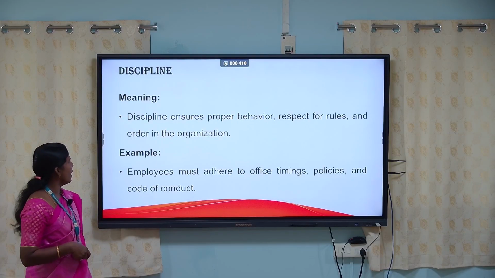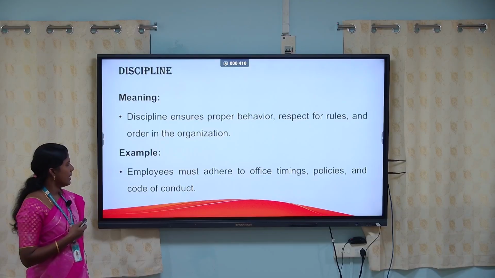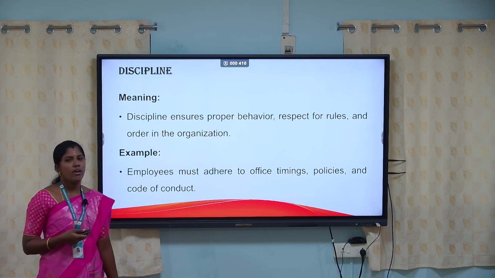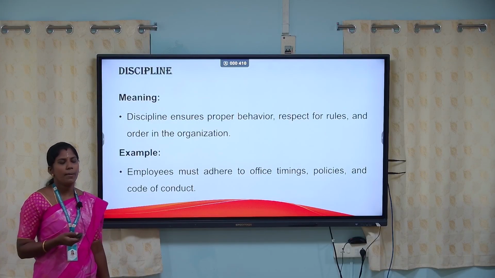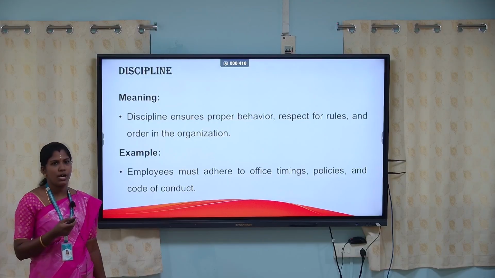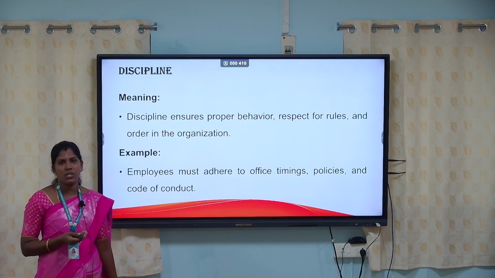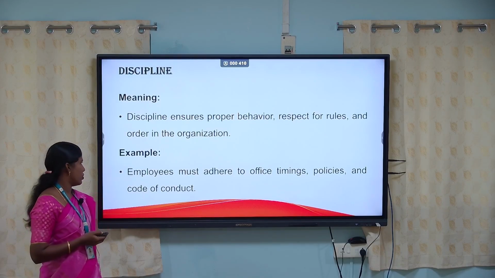The meaning of discipline: it ensures proper behavior, and respect for rules and order in the organization. Every organization has different types of rules and regulations, and every employee should follow them. If they properly follow the rules and regulations and are in right behavior, the organization will recognize their employees. They are giving some bonuses or increments or some remunerations.